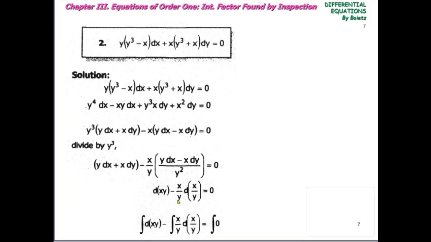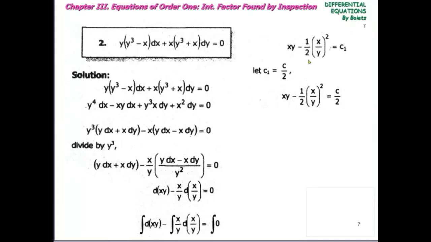Derivative ng xy minus x over y, derivative ng x over y. Again, ulitin ko yung kanina. If this is u, in order to make this direct integrable, dapat function of u rin to. So since derivative ng x over y, and this one is x over y, direct integrable na rin yan. Kumbaga parang u du. Power formula lang siya. Magiging u squared over 2. Or quantity x over y squared over 2 yan. Tapos ito, integral nito is xy. So xy minus 1 half quantity x over y squared equals a constant, let's say c1.